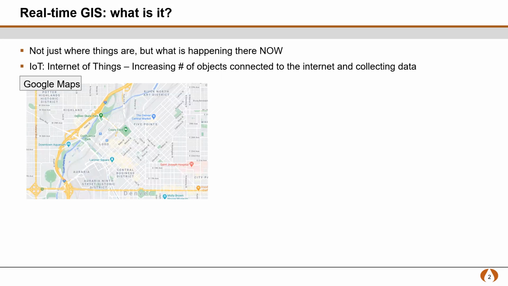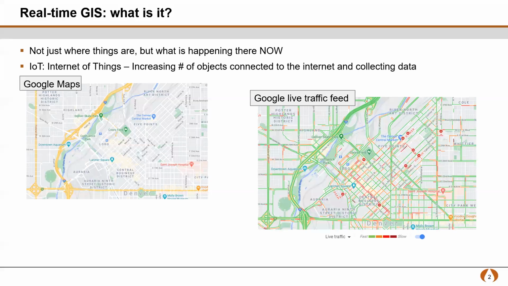So one of my favorite examples is Google Maps. You can see regular Google Maps. You got a street map. You can see all the various routes you can take to drive around the city. As soon as you check on the live traffic feed, now this is real-time GIS. It's not just the routes you can take, but it's the traffic conditions on those routes right now.